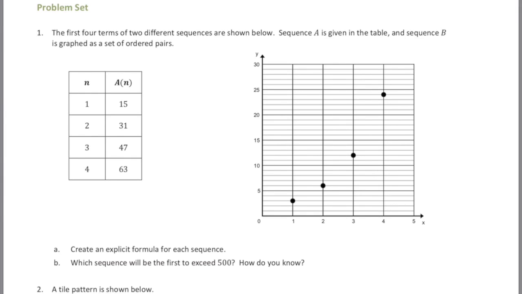You're going to have to come up with a rule, or in this case, an explicit formula for situations where you have a graph and a table. And they will ask you also how to evaluate for a variable, in this case n. But that's the other skill that we learned to do today. So make sure that you know how to do both these things for your problem set tomorrow.